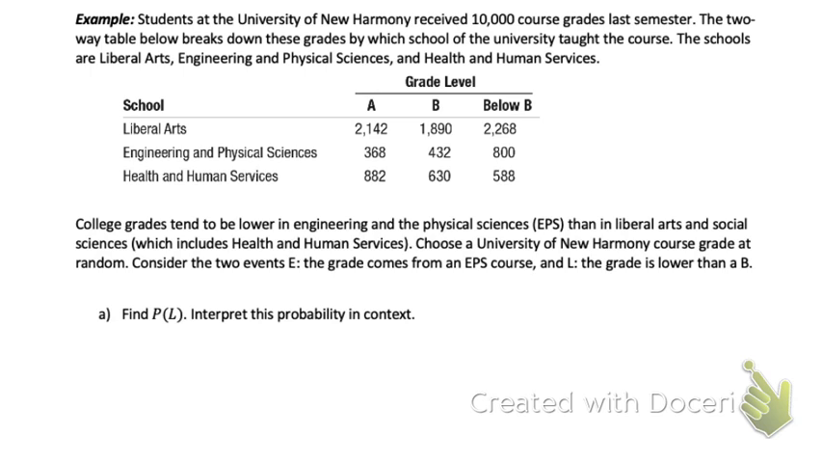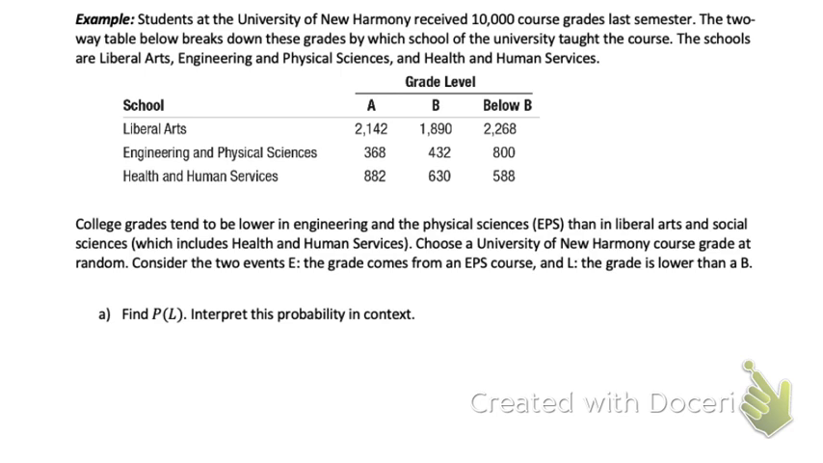Students at the University of New Harmony received 10,000 course grades last semester. They received how many course grades? 10,000 total. The two-way table below breaks down these grades by which school in the university taught the course. The schools of liberal arts, engineering and physical sciences, and health and human services. All right, so we've got A's, B's, and then below a B. College grades tend to be lower in the engineering and physical sciences, the EPS, than in the liberal arts and social sciences, which includes health and human services.